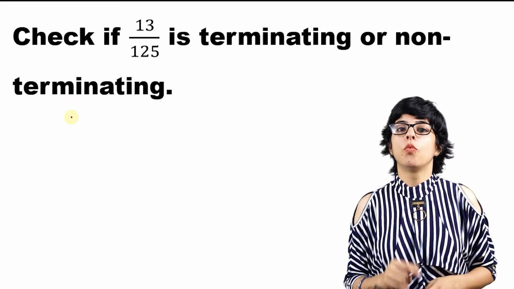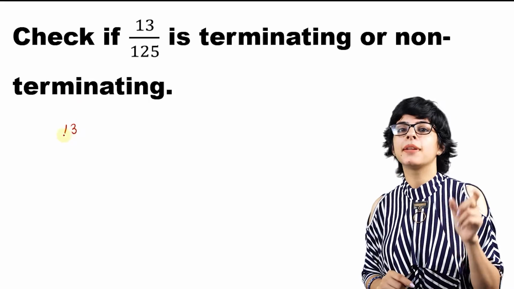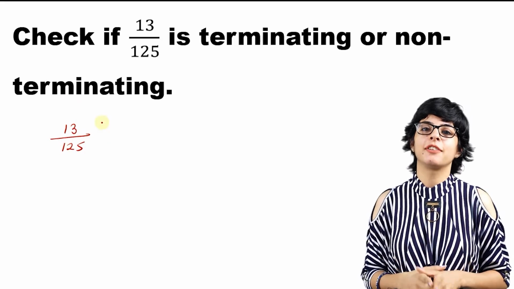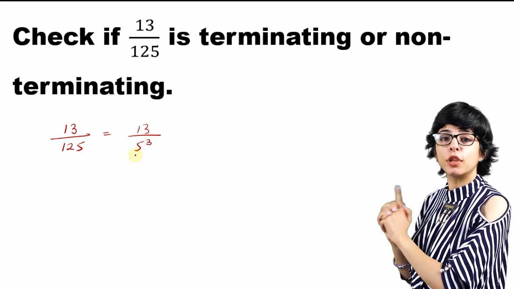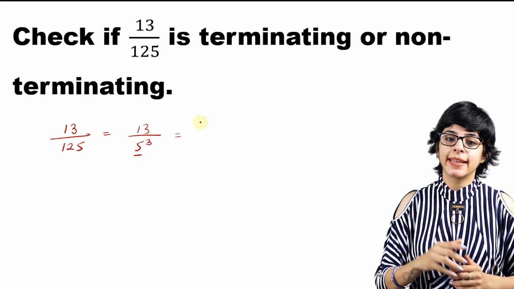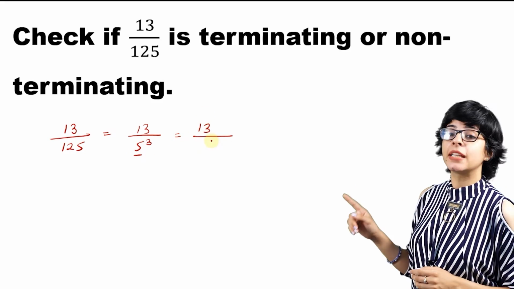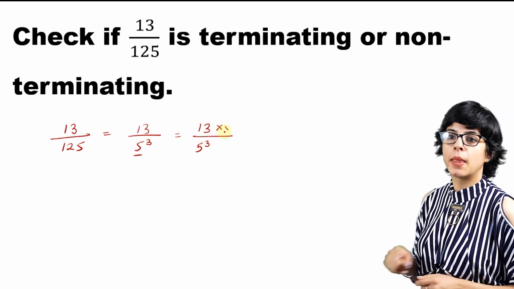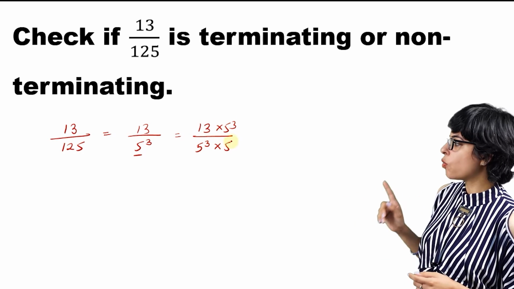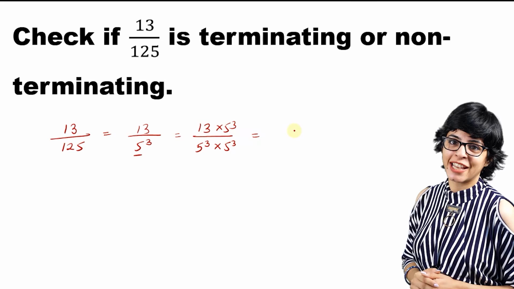The second example says 13 upon 125, which I can also write as 13 upon 5 cube. Again, what is the case here? The ending number is 5. What is missing here? 2 is missing. So what if I multiply 2 cube with both the numerator and the denominator? Yes, my fraction becomes 13 into 2 cube upon 5 cube into 2 cube. That gives me a fraction which says 104 upon 10 cube.